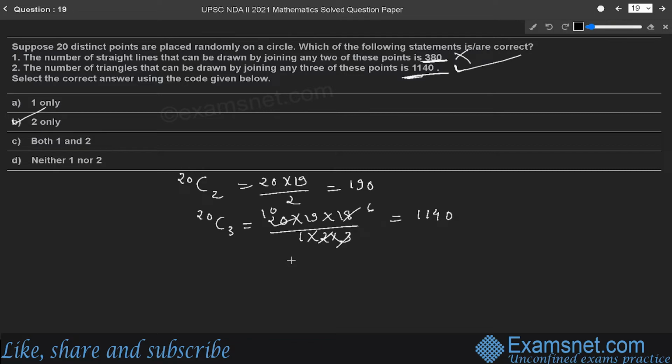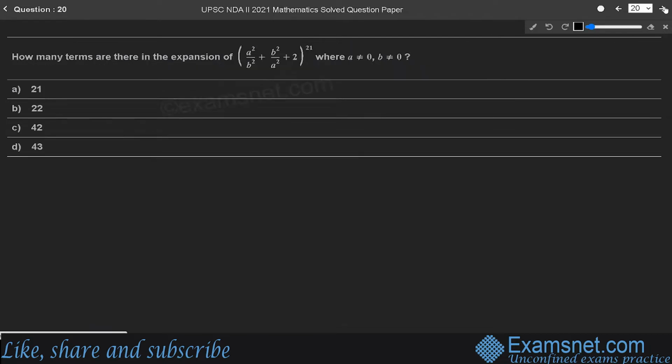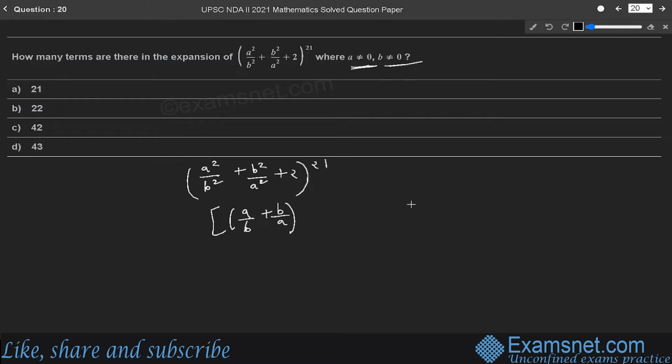Now moving on to the next question. Next question is, how many terms are there in the expansion of (a²/b² + b²/a² + 2) to the power 21, where a is not equal to 0 and b is also not equal to 0. So this term can be further written as (a/b + b/a)² to the power 21, which will be equal to (a/b + b/a) to the power 42.